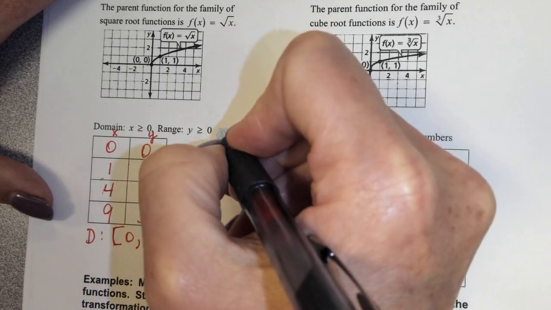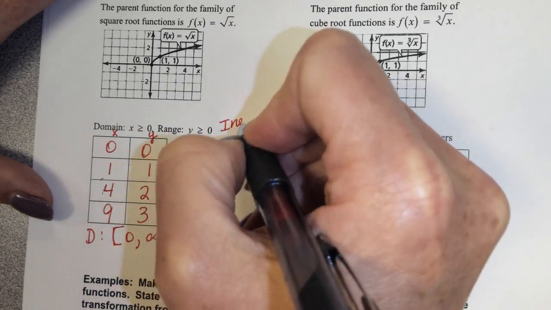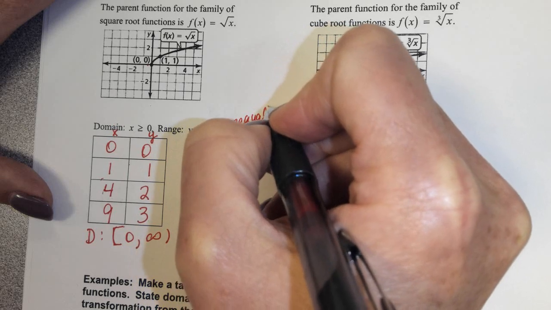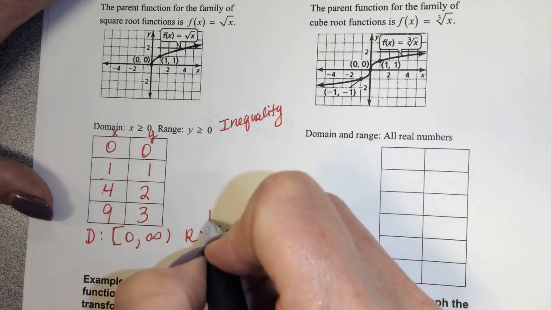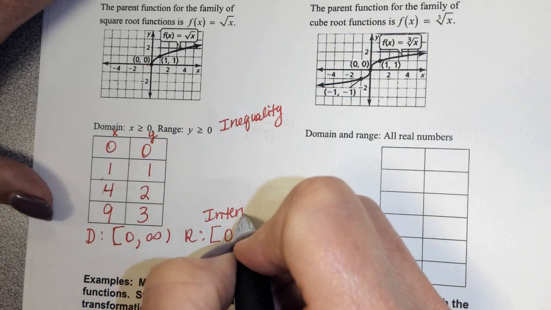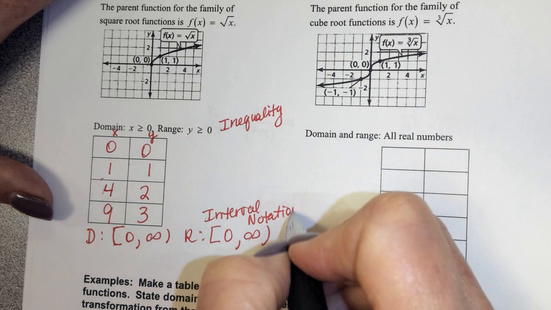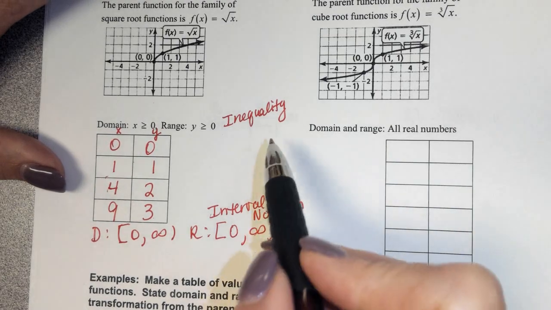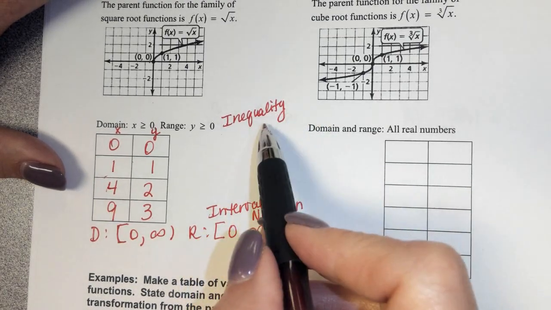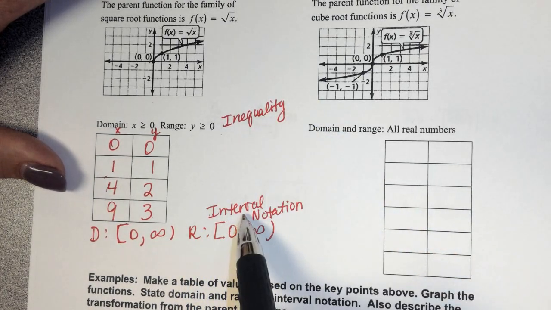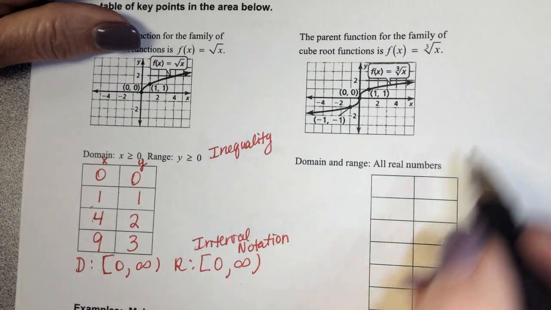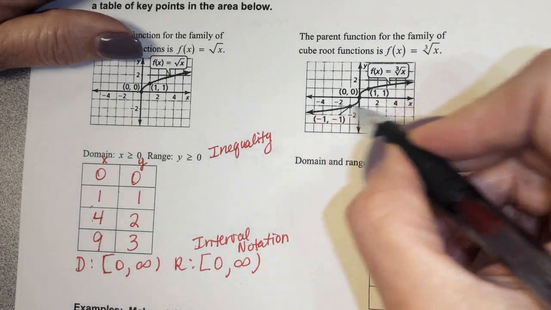You need to understand that this is written in inequality form, and this is written in interval notation form. Sometimes people don't write it in the correct form. Big Ideas typically uses inequality form, but a lot of times on our tests we're going to be using interval notation. For the cube root of x, here's the way it looks.